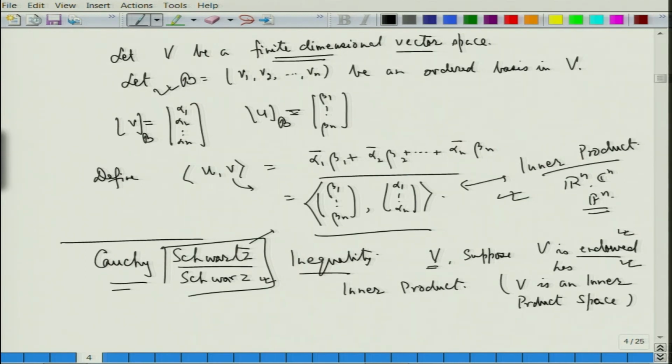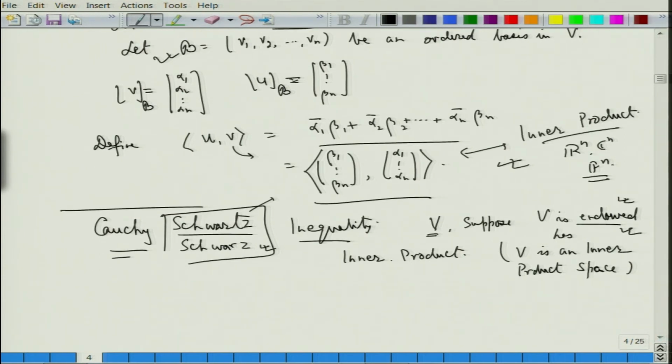Fine. So if I have such a thing, V is an inner product space, then it says that look at any u and v in V, look at the absolute value of that. Let us assume that V is over R or over C, so that I can talk of absolute value here. The inner product of u and v is some scalar quantity. I am looking at the absolute value of this. It says that this is less than or equal to norm of u into norm of v.